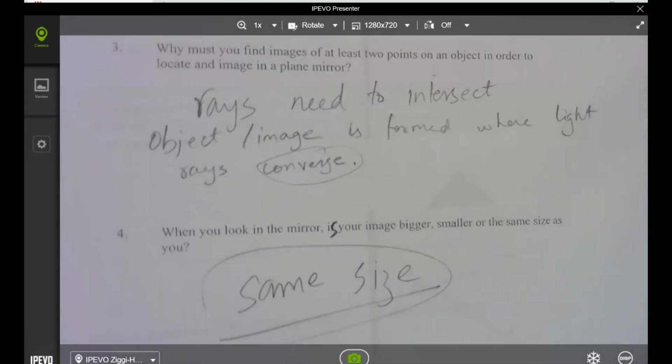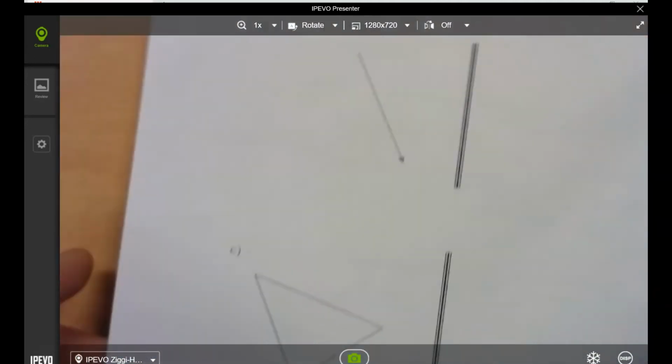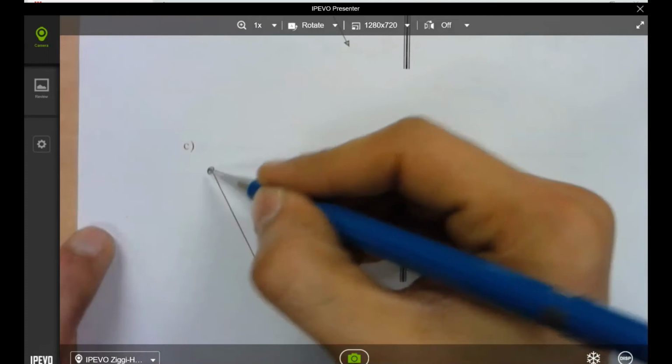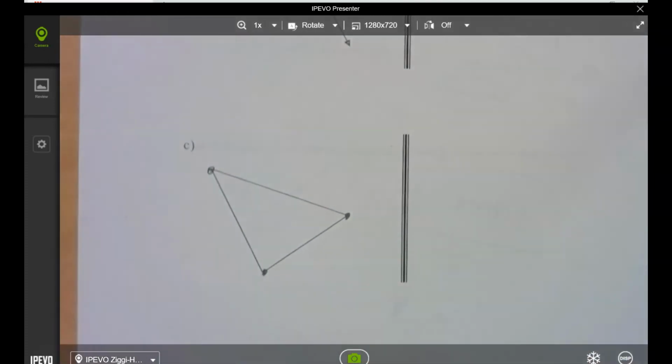If you haven't completed it already, there's a page 4 and all of this. Sorry. Yes. Super quickly, I will point out that the triangle over here needs 3 points. So you have to get an image of this point, image of this point, and image of this point. So you have to draw 6 rays in total. You have to draw like 1, 2, 1, 2, 1, 2. And that will give you 6 rays to form the exact image of this triangle.